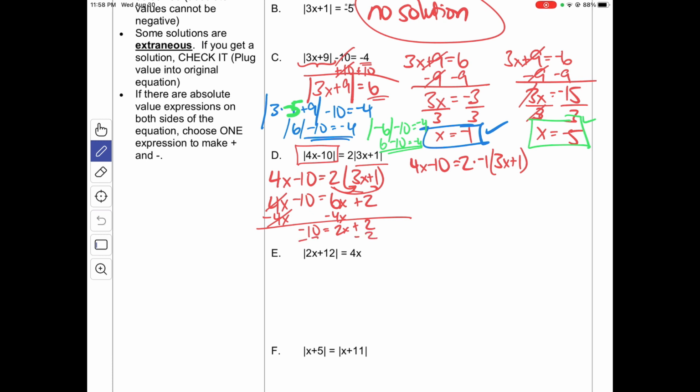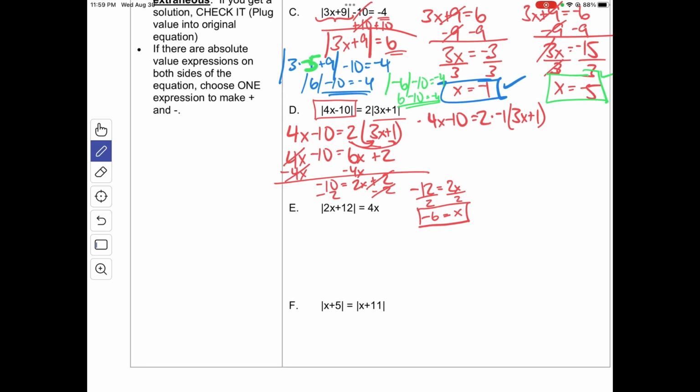Subtract 2 from both sides of the equation, and you get that -12 equals 2x. And lastly, you divide both sides by 2, and you get that x equals -6. So we'll go ahead and put a box around that for now. And let's see what we have next if we solve this version of the equation.